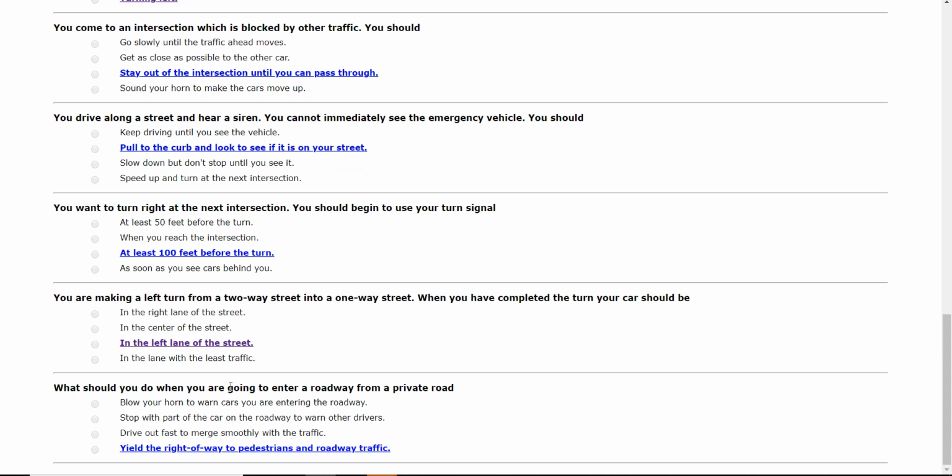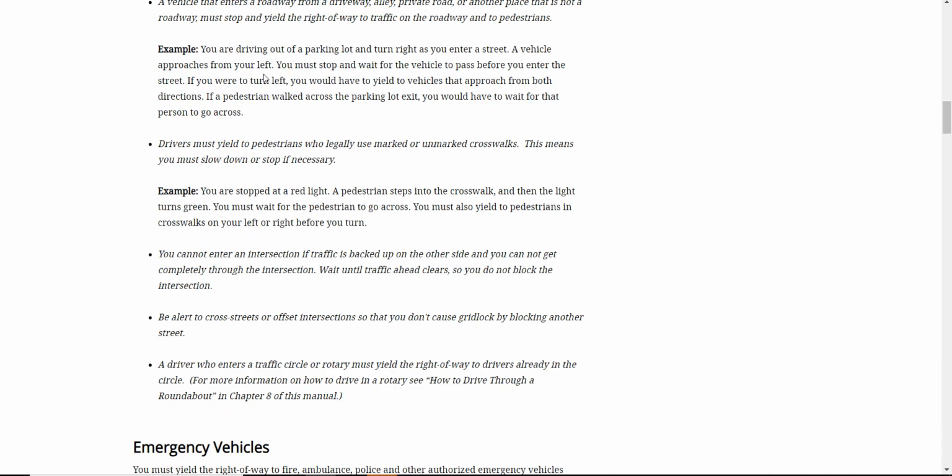What you should do when you are going to enter a roadway from a private road: yield the right of way to the pedestrian and road traffic. Let's see. A vehicle enters a roadway from a driveway, alley, private road, or another place that is not a roadway. You must stop and yield the right of way to the traffic on the roadway and to pedestrians.